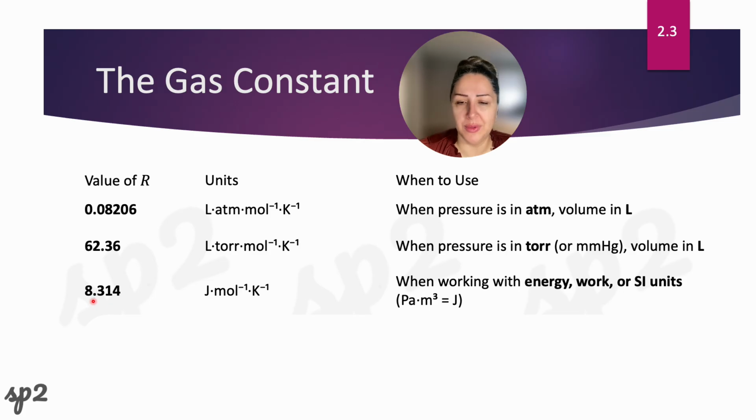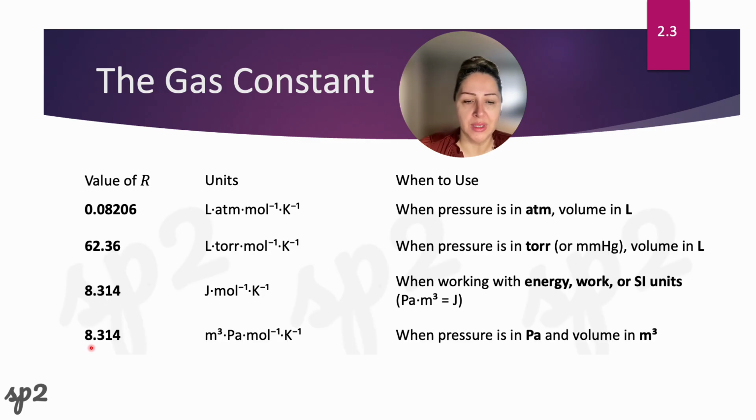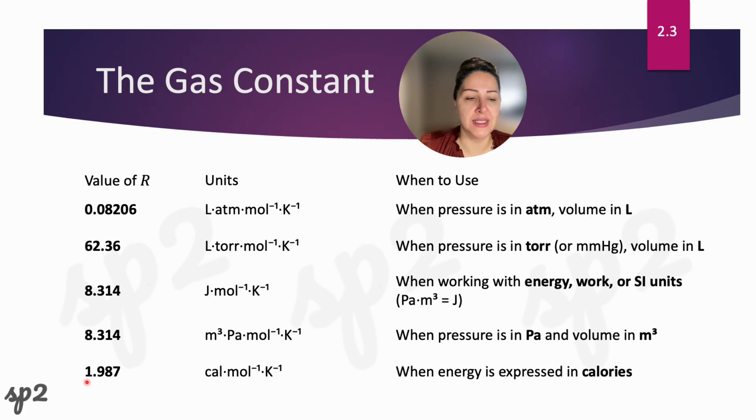Okay. The third one, which is actually pretty common, is 8.314. That's the one we typically work with, like the SI units. Then we have 8.314 again, which is exactly the same, and that's the one for pressure in pascals and volume in cubic meters. And then the last one is 1.987, where the energy units are in calories, right?